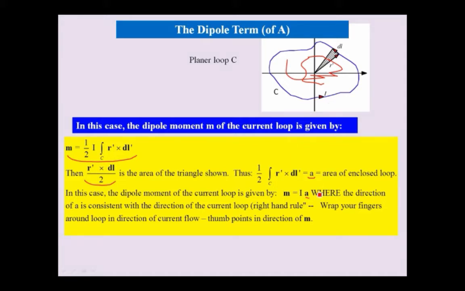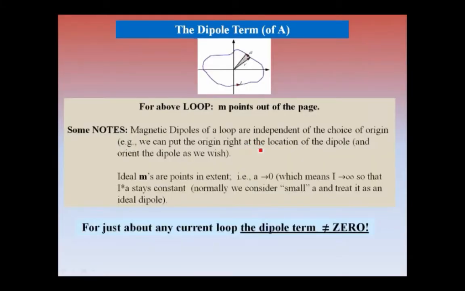Let me just state that then. The direction of A, so the vector A, is consistent with the direction of the current loop. So we use the right hand rule. You wrap your fingers around the loop in the direction of the current flow, and the thumb points in the direction of M. For the above loop, if you apply that right hand rule to this current loop, you can see that M points out of the page.